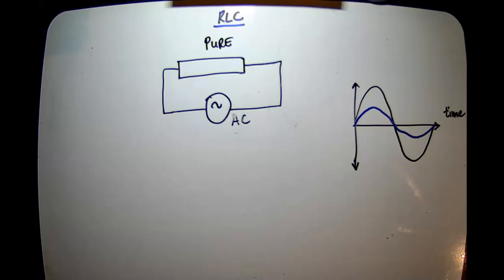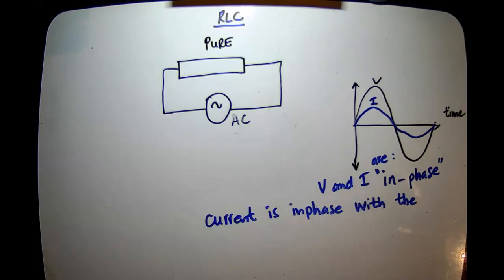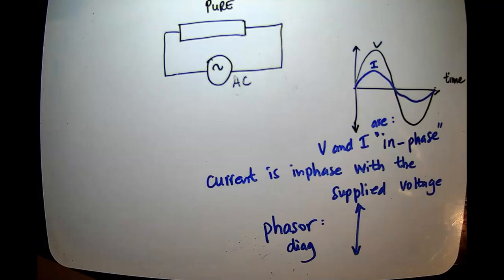So this is what we mean by a pure resistor. The voltage and the current are in phase with each other. Current is in phase with the supplied voltage. Okay, so if we were to draw a phasor diagram, the voltage and the current are in phase. Do note that the I and the V are on exactly the same line. I just drew it like that so you can see the difference between the black and the blue pen, okay? But they're on top of each other perfectly. So they're perfectly in phase.